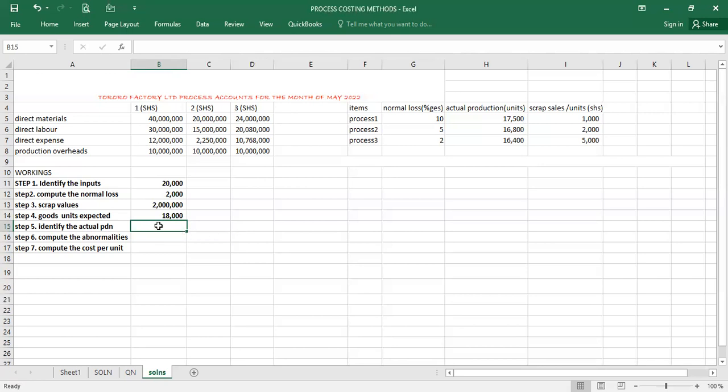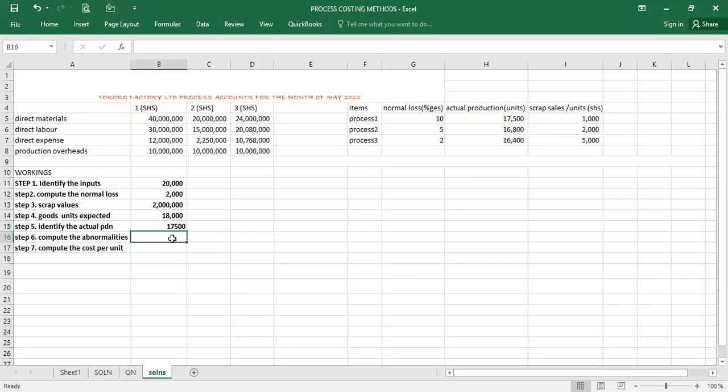Then we identify the actual production, and to get this actual production, if it's not given in the question, they should have given you the abnormalities, whether we had a gain or whether we had an abnormal loss, so that you can add back or deduct from the good units expected and you get the actual production. But since we are given the actual production here, we shall just be transferring the figure 17,500.